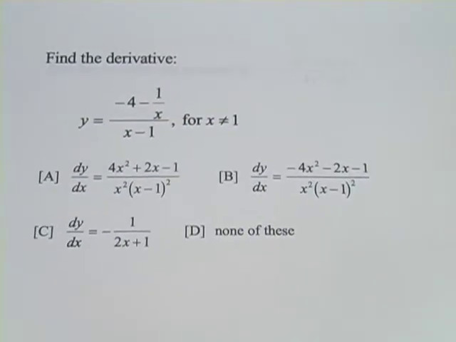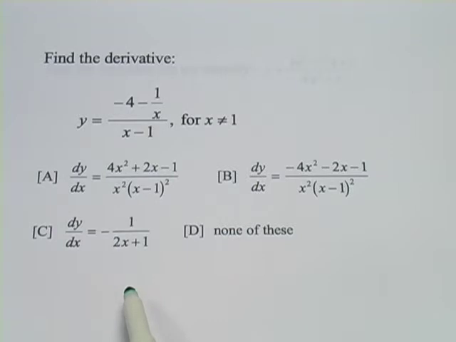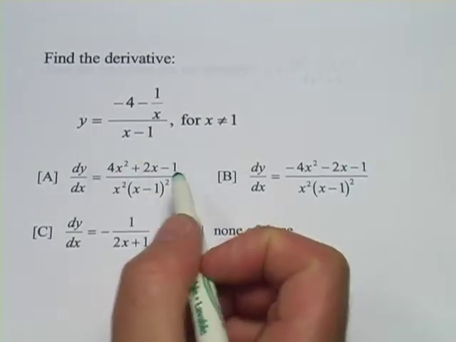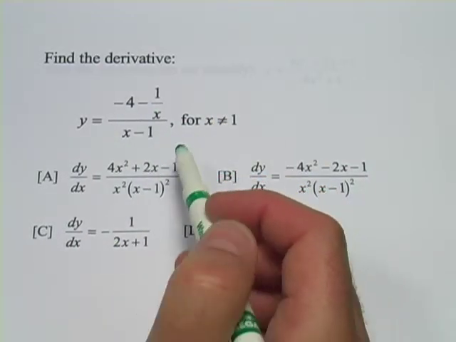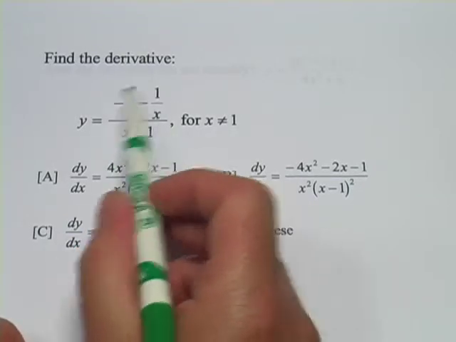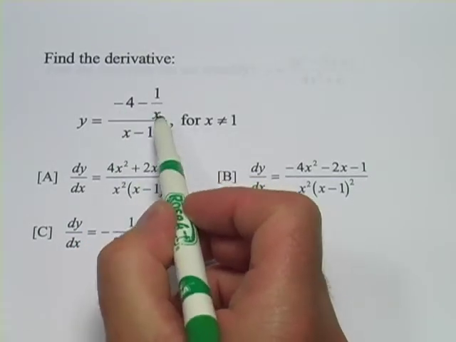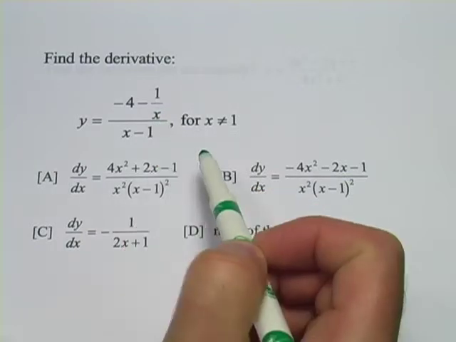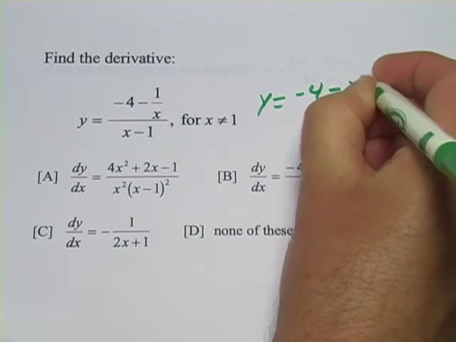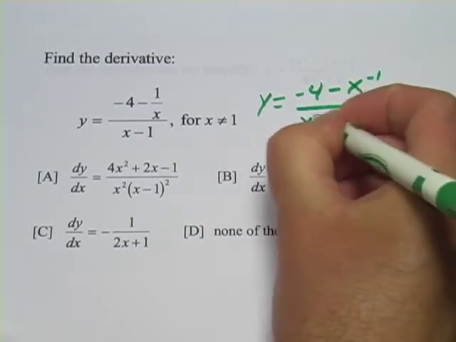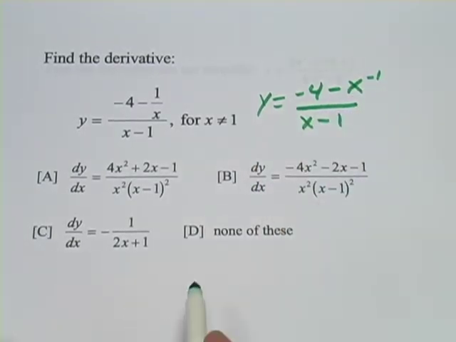All right, here we've got some multiple choice, so we can maybe use process of elimination to get some of these. And we've got something that looks pretty complicated, but it is a quotient, so we can use the quotient rule. One thing I would probably do is rewrite this 1 over x as x to the negative 1. So we could write this as y equals negative 4 minus x to the negative 1 over x minus 1. It might make it a little easier when you're applying the power rule to take derivatives.